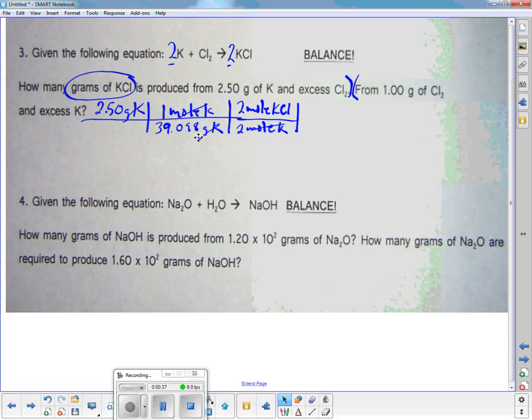I'm still not to what I want to be, which is grams of KCl. I have one more conversion to do. I need to add up potassium and chlorine and find out how many grams there are in 1 mole of potassium chloride. Moles of potassium chloride will go out. The 2's will go out. Somebody add potassium and chlorine together.